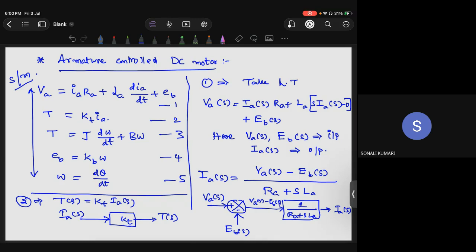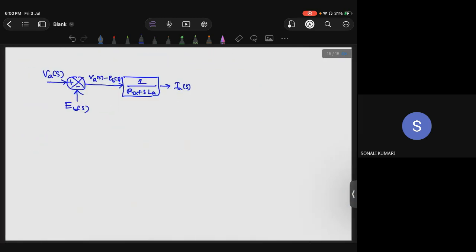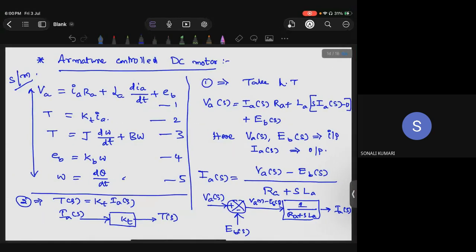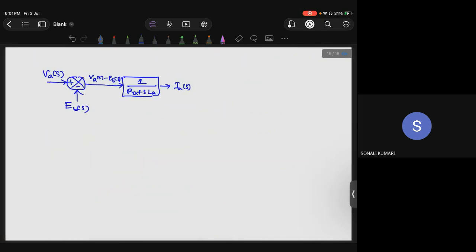So let me write it. Once I put everything, you'll understand. Question: how do you convert it to omega equals d theta by dt? Here the initial condition is zero. The Laplace transform of dx by dt is s X of s minus x of 0. Here x is theta, and the initial condition is zero. Understood. So now this is the first system.